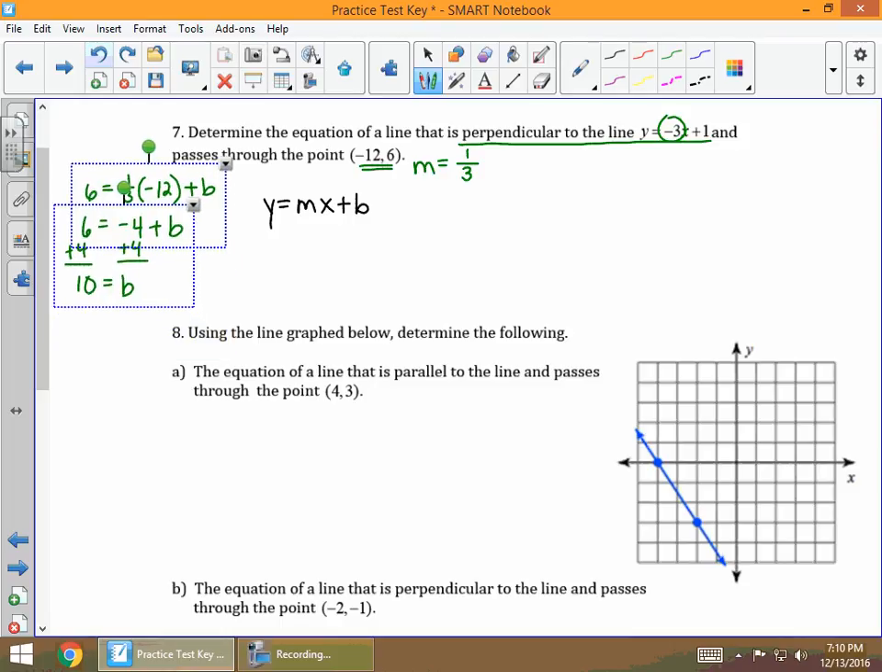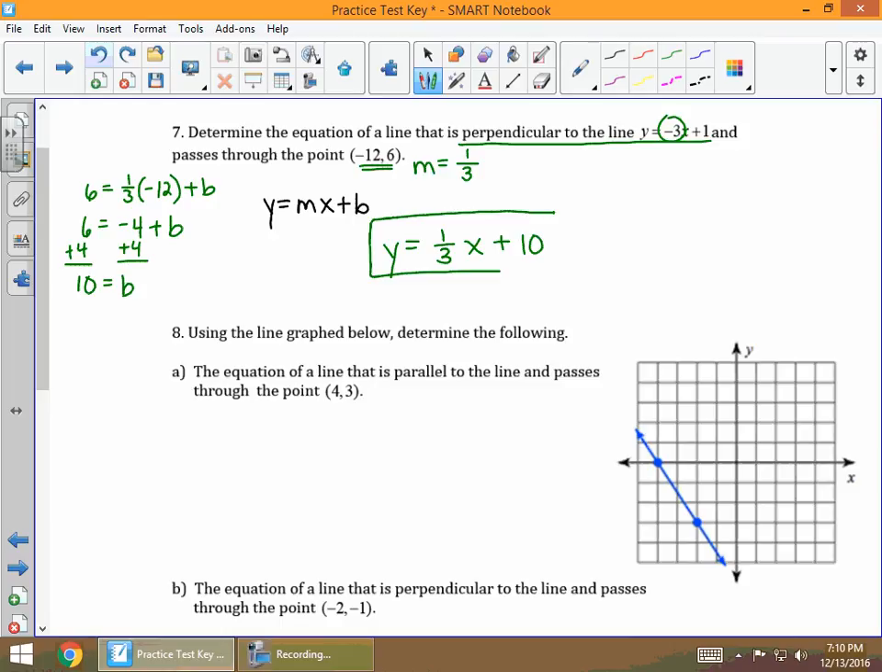Just move that up a little. All right, so y equals mx plus b. Y equals, the slope is 1/3 x plus the b value, which is 10. Again, you'll notice that my equation has a y variable and an x variable in it.